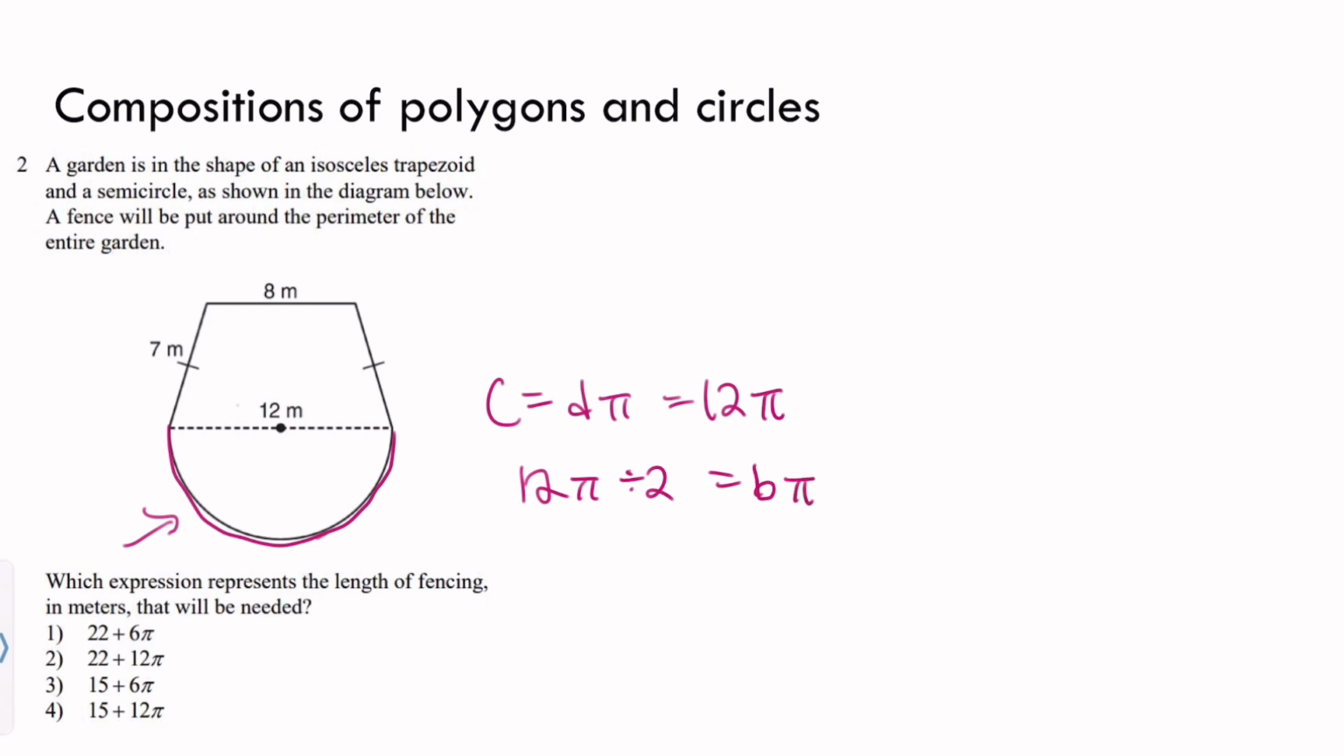Adding all the other perimeters up, it says that these 2 are congruent, so 7 centimeters as well. So to find the perimeter, we just do 6 pi plus 8 plus 7 plus 7, which is equal to 6 pi plus 22. So looking at the answer choices, number 1 is your answer.